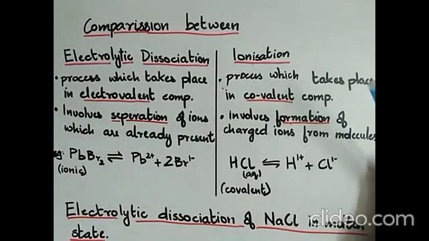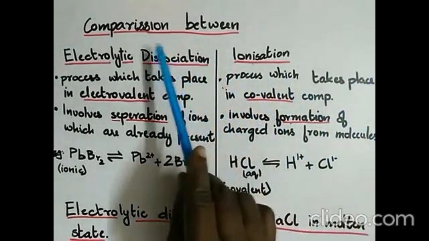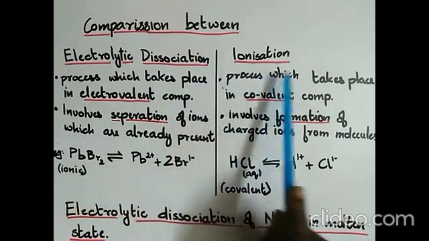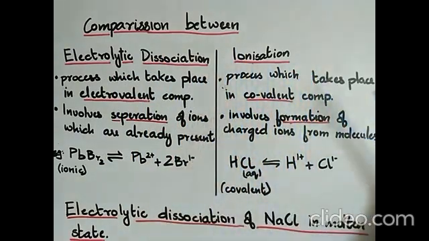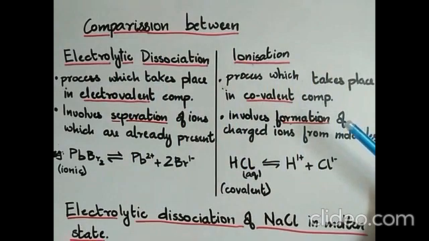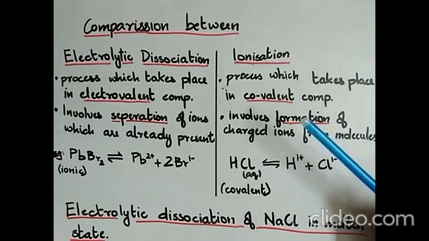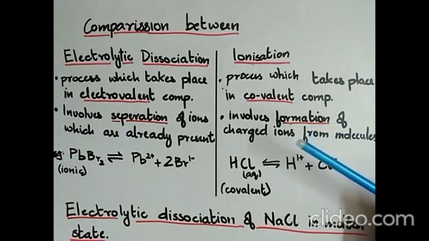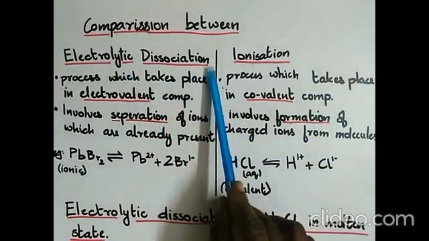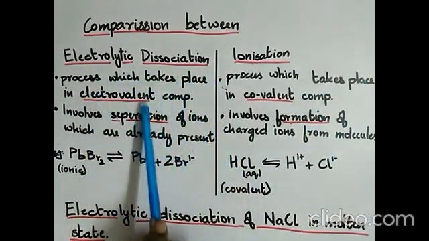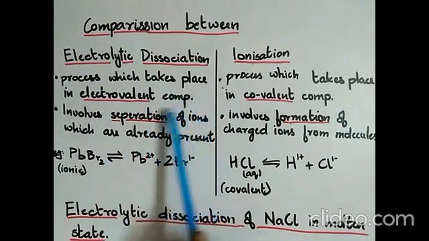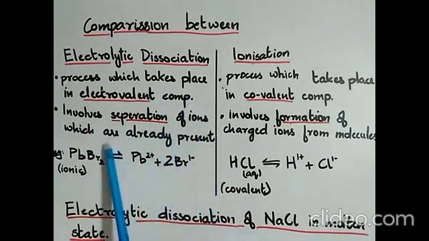Under mechanism of electrolysis, we studied the characteristics of electrolysis. Now we will study a comparison between electrolytic dissociation and ionization. I have not written the full definition here. Refer to the definition in the textbook. So electrolytic dissociation is a process due to which an ionic compound in fused or molten state or in aqueous solution state dissociates into ions by passage of electric current through it. Now, electrolytic dissociation is a process which takes place in electrovalent compounds or ionic compounds. It involves separation of ions which are already present.